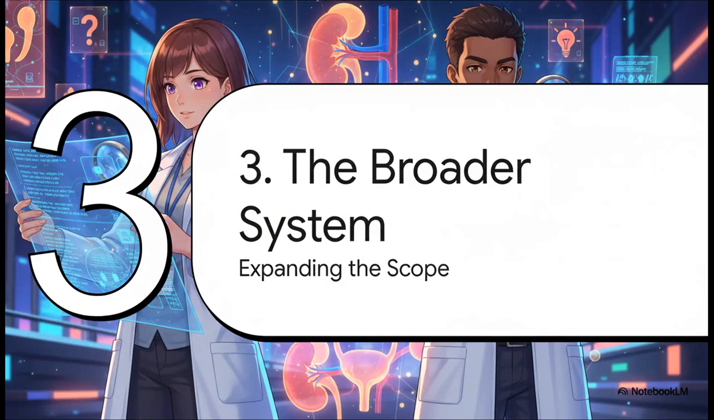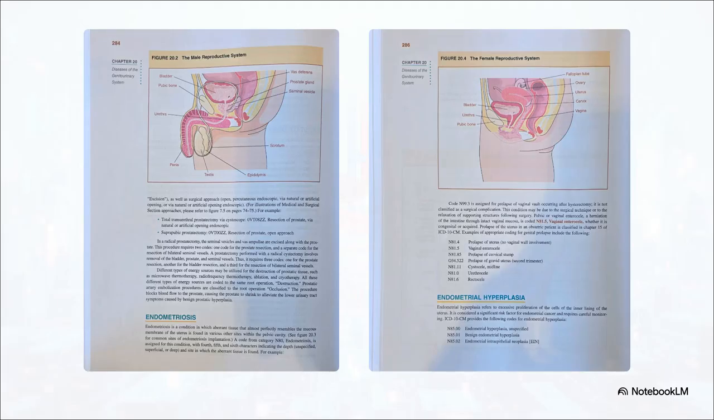Okay, so now that we've got a handle on the core principles, we can expand our investigation. We're moving beyond just the urinary tract to the broader genitourinary system, and we'll look at conditions that are specific to the male and female reproductive organs. Now, obviously, the anatomy is pretty distinct when you compare the male and female systems, but you know what's exactly the same? The principles of coding.